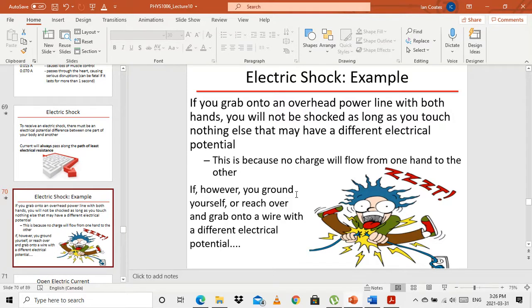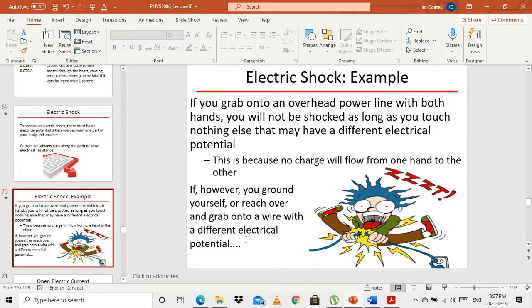If you grab onto an overhead power line with both hands, you will not be shocked as long as you do not touch anything else that may have a different electric potential. Right? In this type of situation, there's basically no way for the water to travel down the waterfall. Okay? So that's okay. And this is because no charge will flow from one hand to the other.